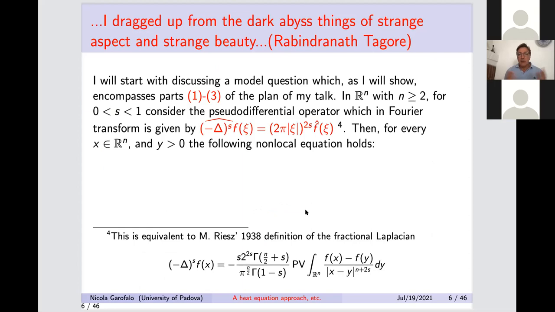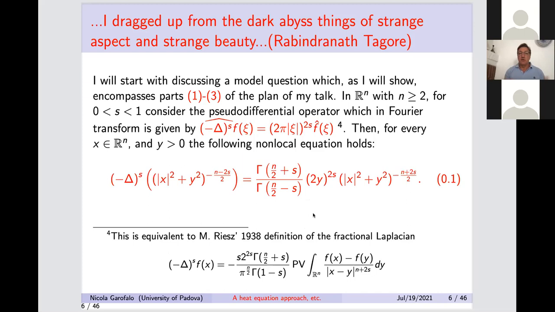So I will start with discussing a model question, which I will show encompasses parts 1 to 3 of the plan of my talk. So let me go back to an object that is very well known, the fractional powers of the standard Laplacian. These pseudo-differential operators can be defined using Fourier transform by this formula. This formula is well known to be equivalent to the Marcel Riesz 1938 definition of the fractional Laplacian, the standard definition of the fractional Laplacian.